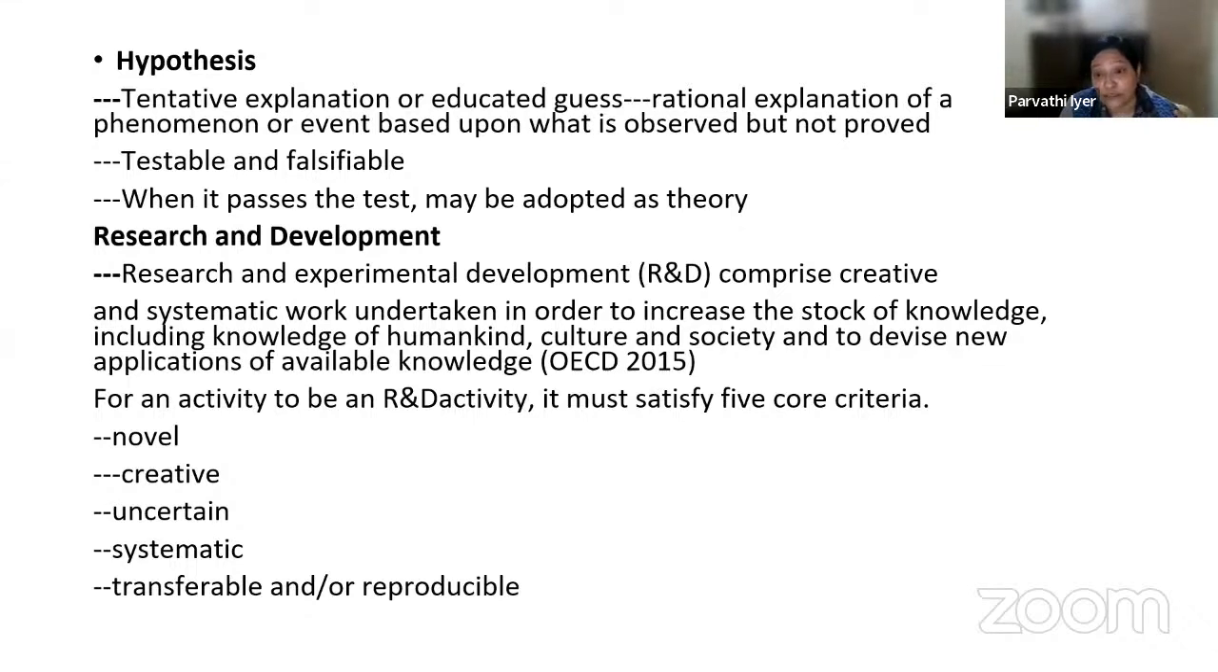But there are also certain criteria. If you consider an activity to be an R&D activity, there are 5 criteria that it should satisfy. First, it should be novel. As I said, the novelty element is very important in research. Secondly, it must be creative. It must be able to give you new and original insights into a particular phenomenon. Thirdly, it is also uncertain, as in, it is tentative.